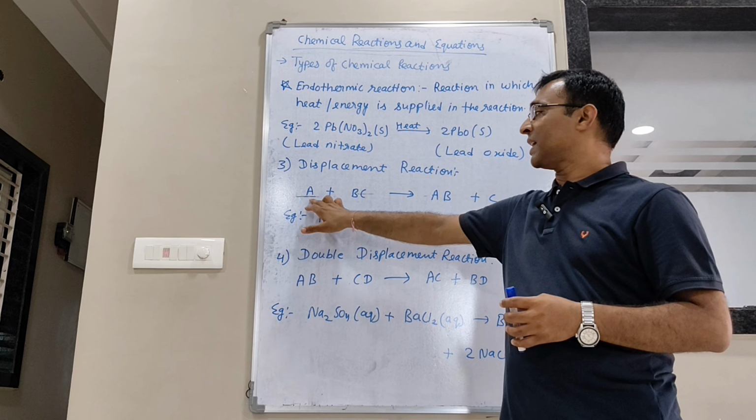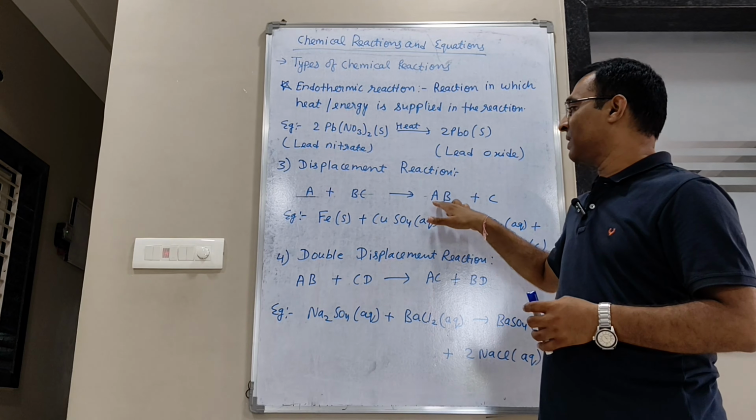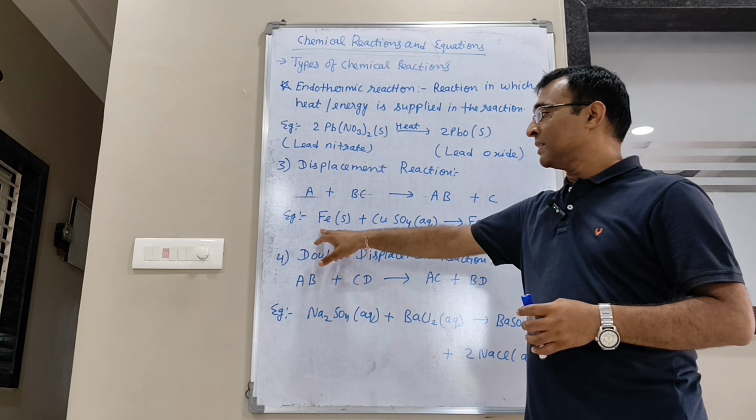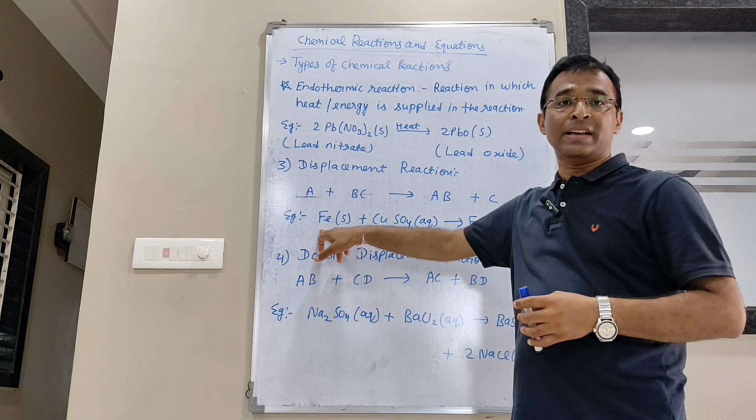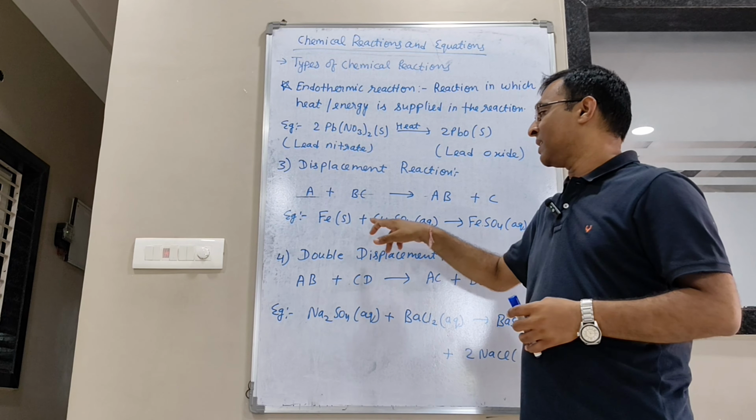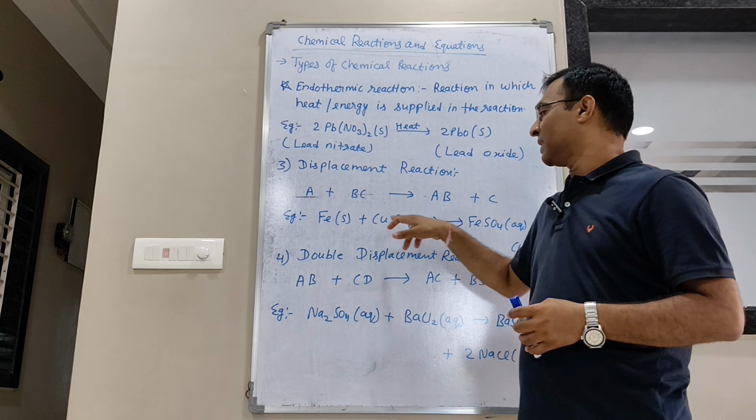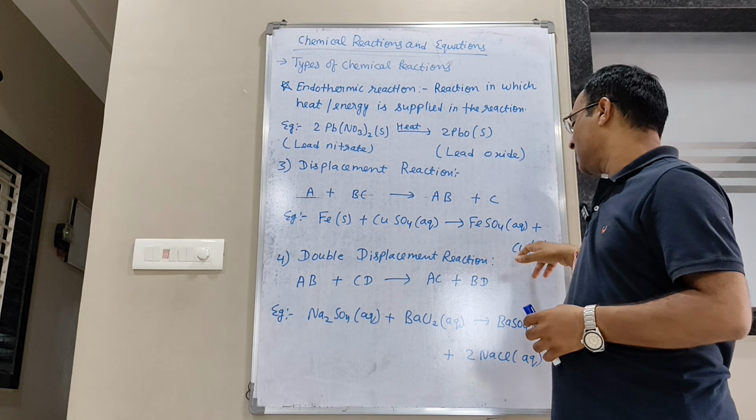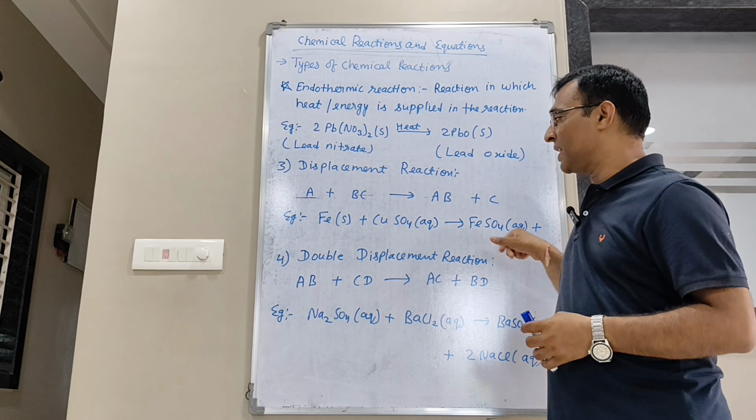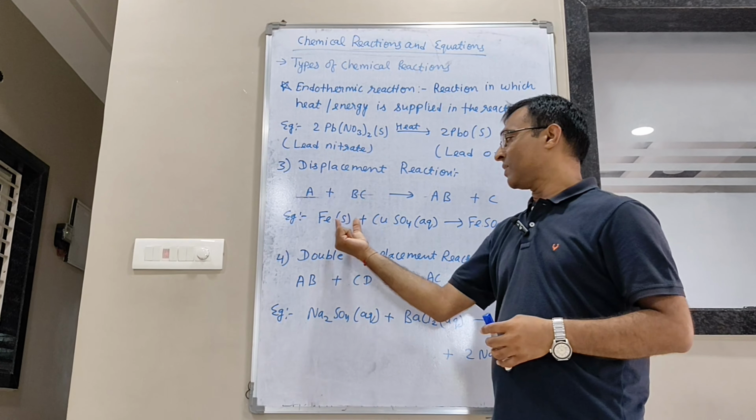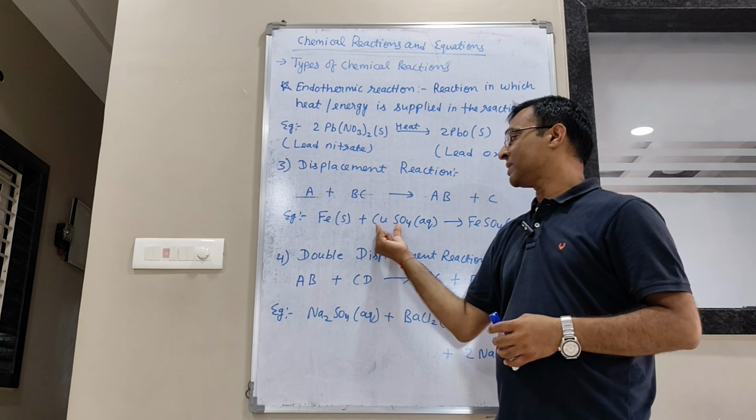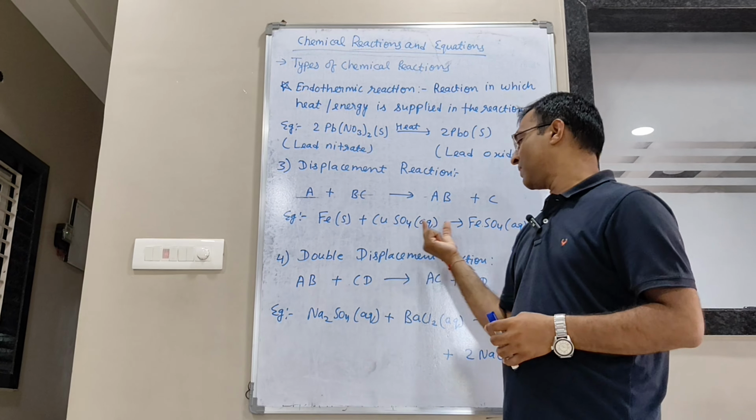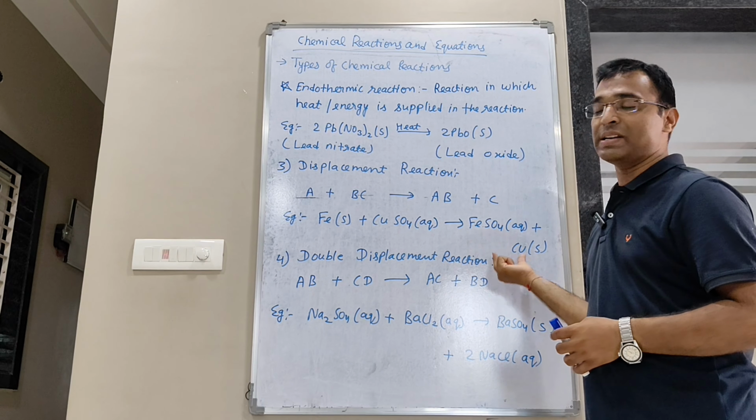The third type of reaction is displacement reactions. Displacement means A plus BC reacts to give AB plus C. Let's understand this by taking an example. Fe reacts with copper sulfate to form FeSO4, ferrous sulfate, and copper. So here, iron displaces copper from CuSO4 and reacts to form FeSO4 plus Cu.